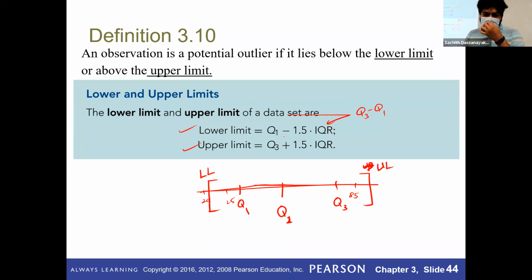As you can see, this lower limit is definitely less than Q1, because it is Q1 minus something. So definitely lower limit is less than Q1. Remember that, okay? And also the upper limit is greater than Q3, because it is Q3 plus something. So this one is greater than Q3, unless your IQR is 0.